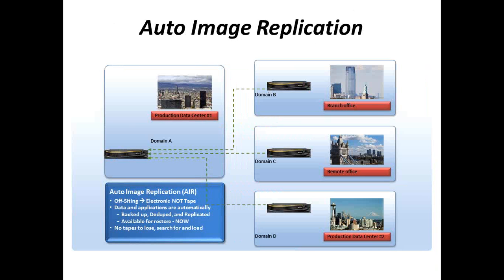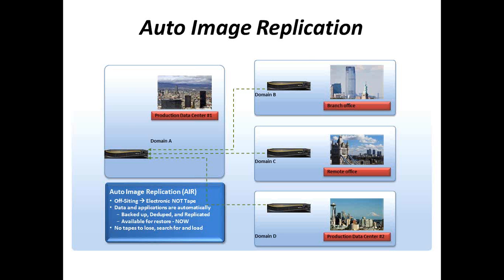So let's talk a little bit about auto image replication and what that is. In this diagram, on the left side we have production data center number 1. On the right side, we have a branch office, a remote office, and production data center number 2. What this diagram depicts is domains B, C, and D, which are the branch, remote, and second production data centers, all replicating to domain A. This means that if you needed at any time to stand up one of your clients that failed at domain B, C, or D, you could do that immediately at domain A.